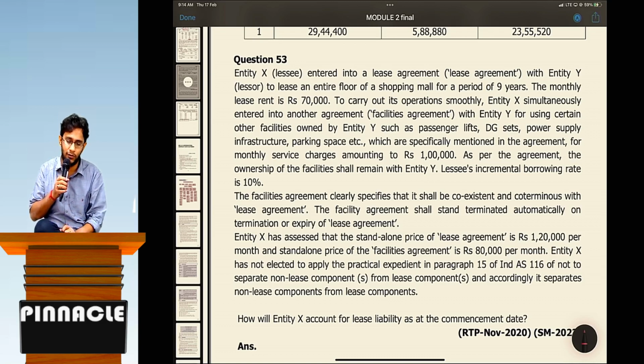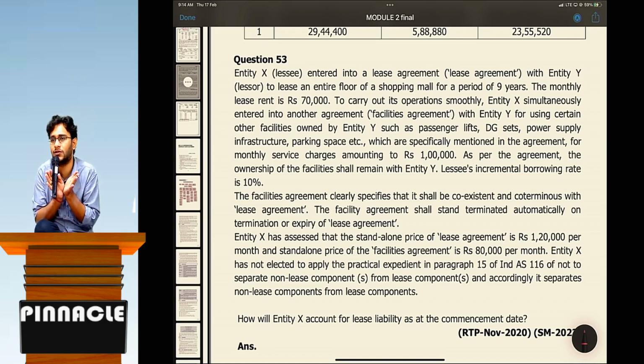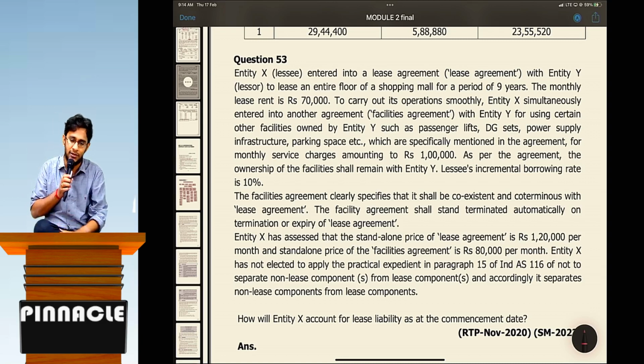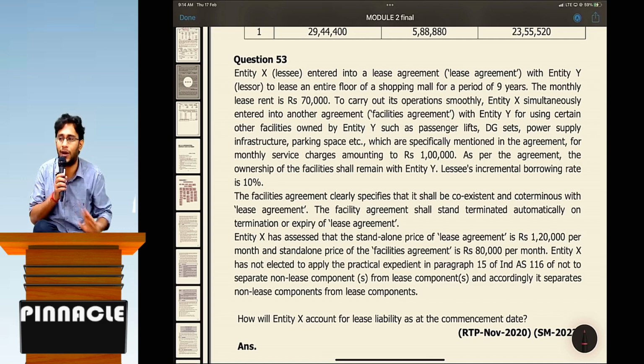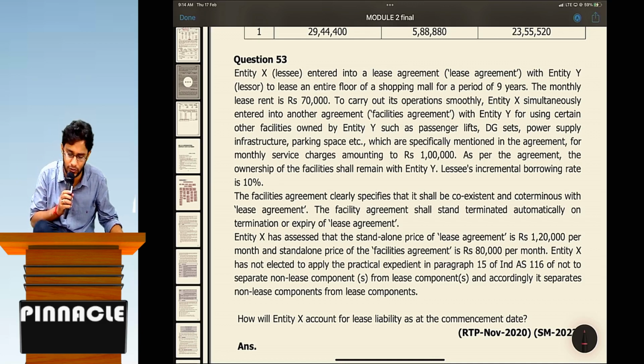No. What will I do? 70,000 and 1 lakh, both put together 1,70,000. That 1,70,000 I will split in the ratio of standalone selling price. Whatever is the correct number for building will come against building, and whatever is the correct number for facilities will come against facilities. So even if you write rent as only 7 rupees and park the balance completely as service charges, it still doesn't matter, because we'll split it in the correct ratio anyway.